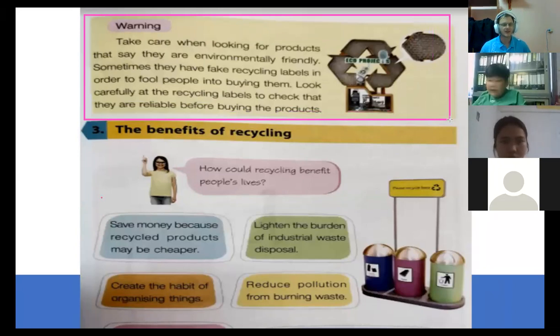Okay, so on the top here. Warning. Take care when looking for products that say they are environmentally friendly. Sometimes they have fake recycling labels in order to fool people into buying them. Look carefully at the recycling labels to check that they are reliable before buying the products.